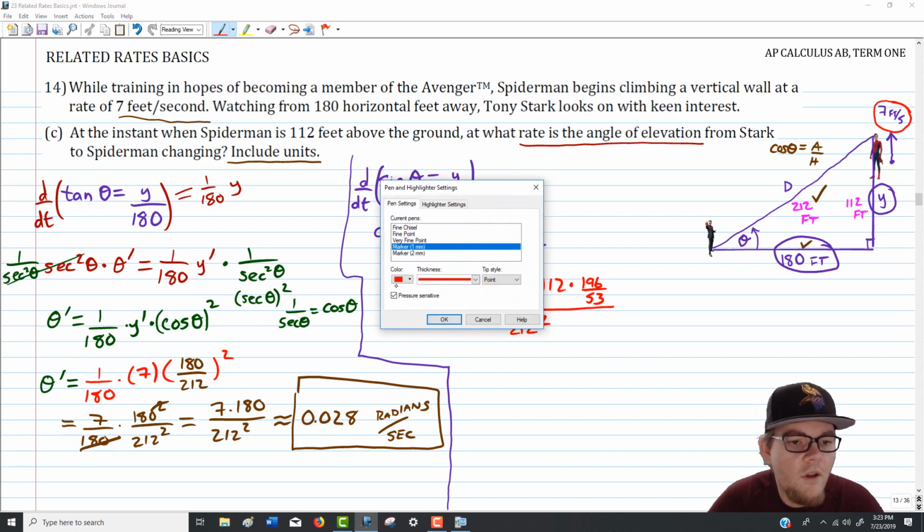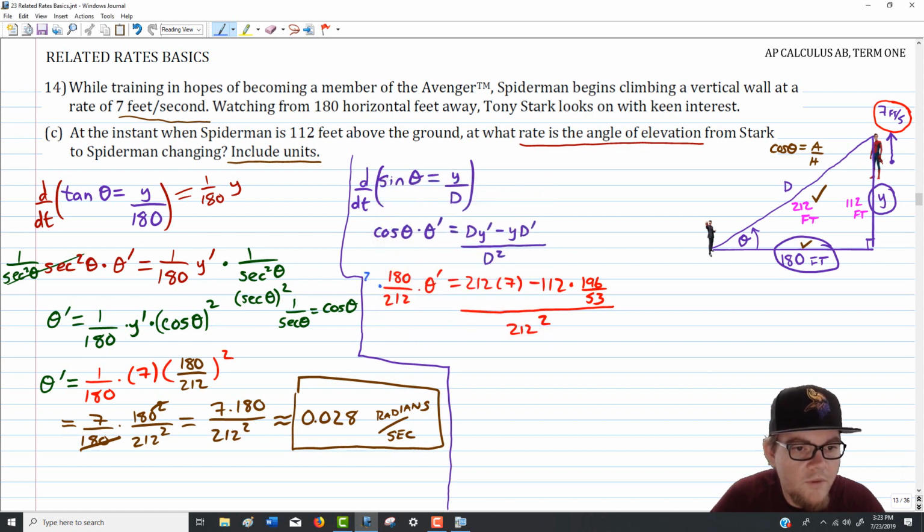To finish the problem off, though, without having to do all the fancy simplifying, which I don't really feel like doing, and I'm not going to do, I'm going to multiply both sides by 212 over 180 to isolate the theta prime. So there it is. That gives us theta prime equal to, well, I can see the 212s, one of them is going to divide away. Everything else looks like it's sticking around, so I'm not going to say anything. I'm just going to let it play out.